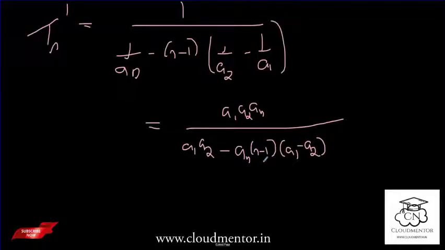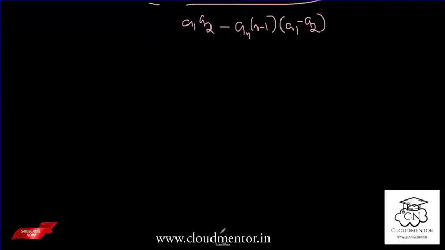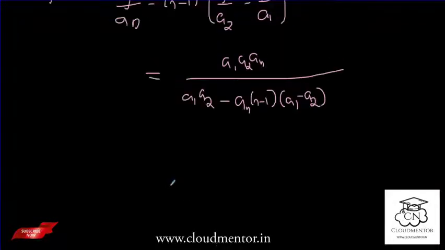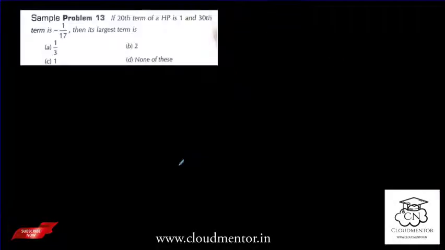And note that any one of the terms of an HP cannot be 0, and the nth term of an HP is the reciprocal of the nth term of the corresponding AP. Okay, and there is no formula for determining the sum of a harmonic progression sequence. And now let's look at the questions related to harmonic progression.